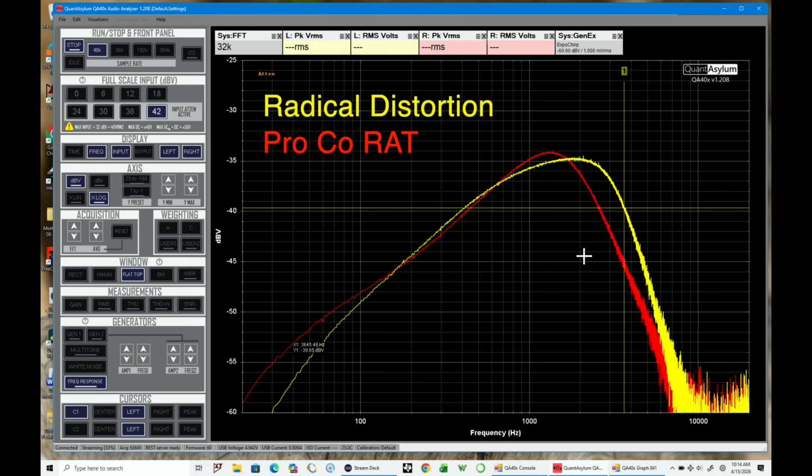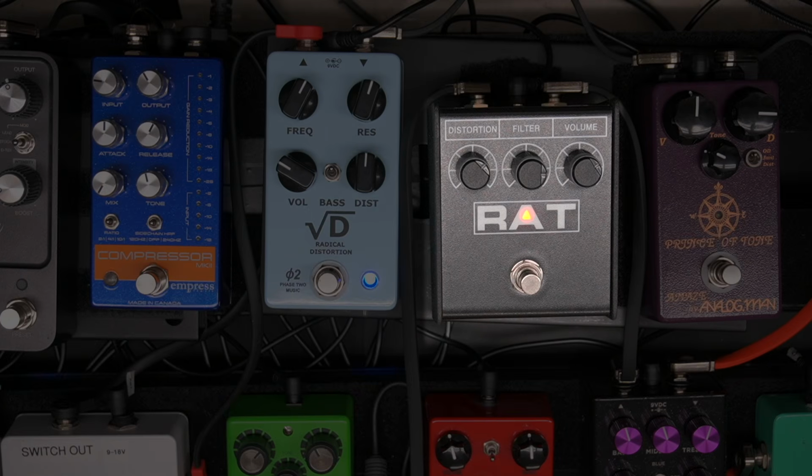Now if you look at this graph right here, you see a really interesting behavior between the two curves. Notice that the Radical Distortion pedal, the slope here is considerably steeper for cutting the high frequencies compared to the Proco Rat. This is because my pedals actually use second order filters, while tone controls on most distortion pedals use first order filters. In general, second order filters can cut frequencies at twice the rate as first order filters. This allows my designs to control the harsh top end while keeping the upper mid energy intact. That's why the Radical Distortion sounds smoother but still has power.